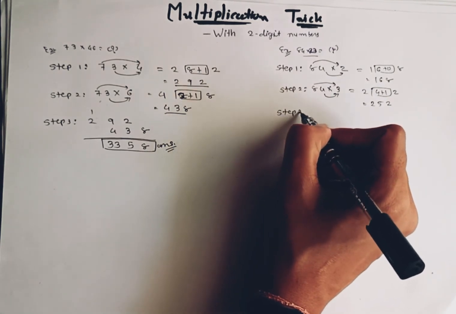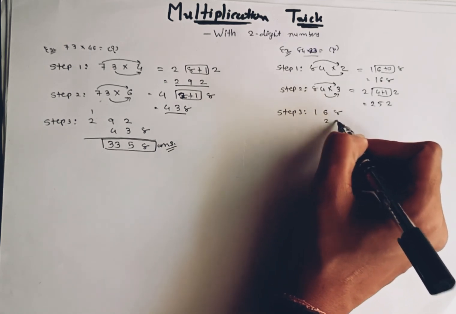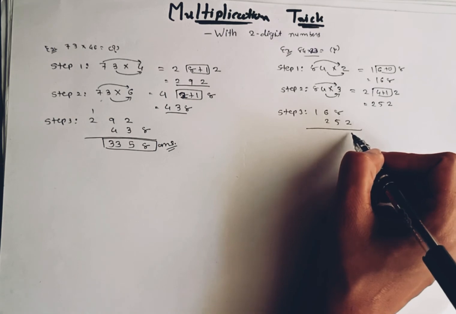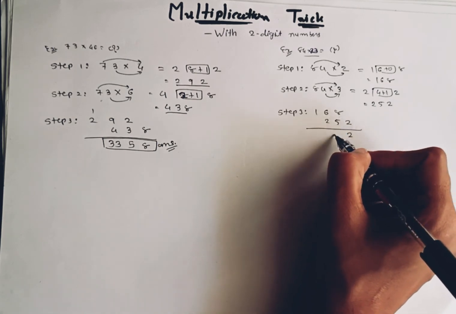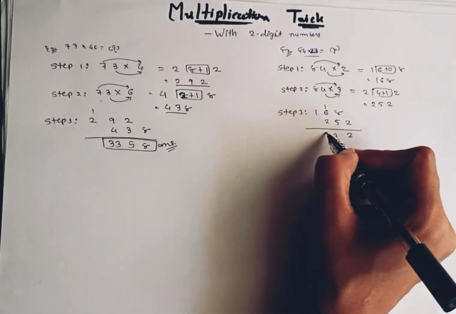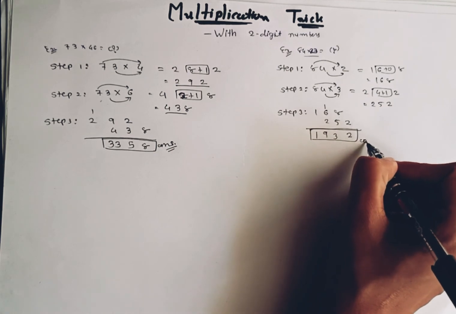Step 3, addition of step 1 and step 2. 168 plus 252. 2. 8 plus 5, 13. 1 carry. 6 plus 2 plus 1, 9. And 1. Answer is 1932.